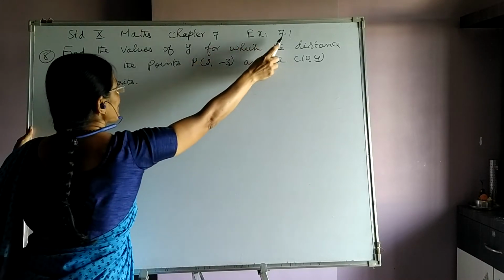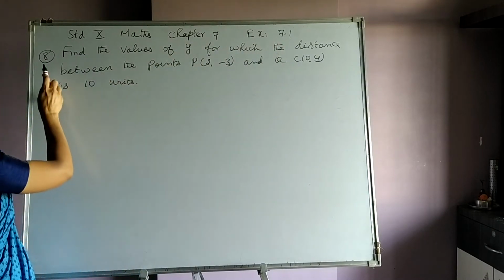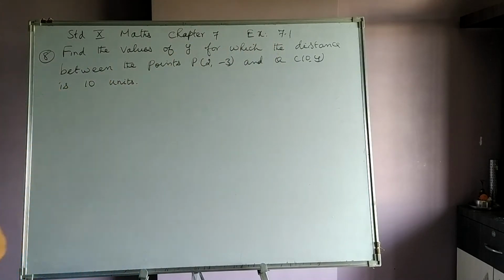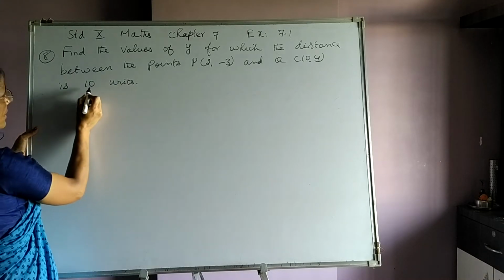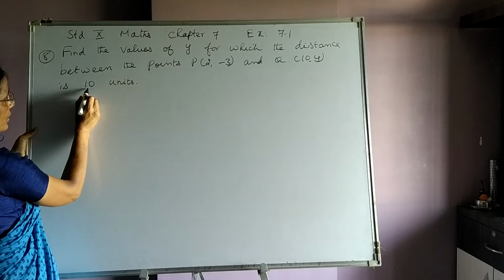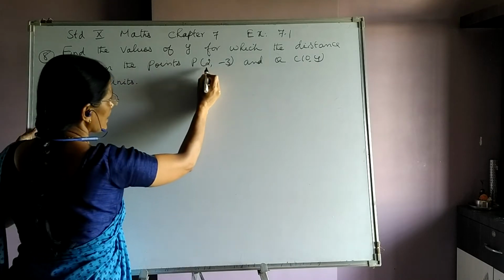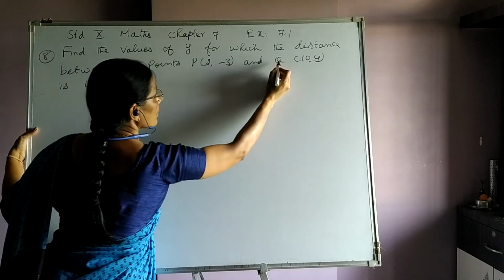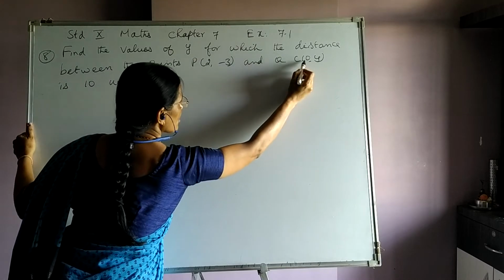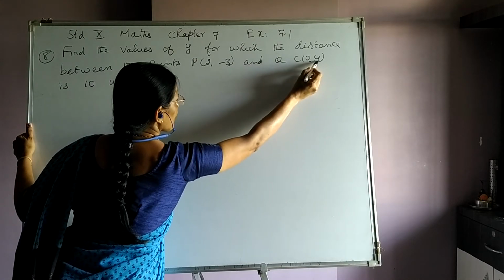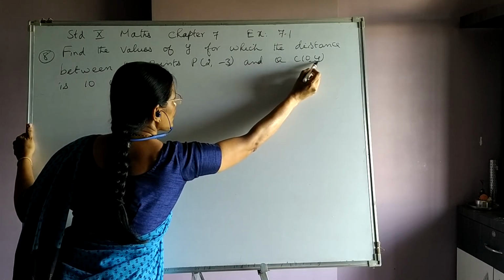We are continuing exercise 7.1, 8th sum. Find the values of y for which the distance between the points P(2, -3) and Q(10, y) is 10 units. Distance between P and Q is given. Coordinates of P are given, whereas for Q the x coordinate is given, and y is missing. So we are asked to find this coordinate y.